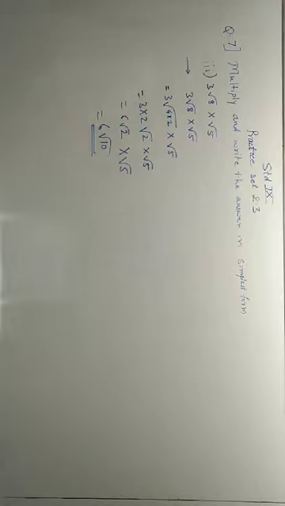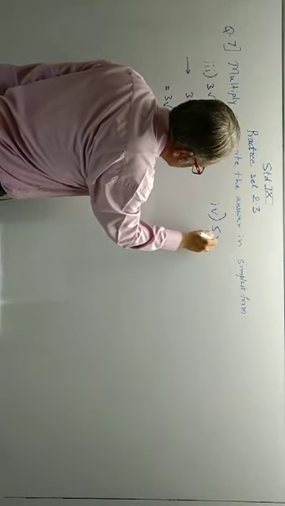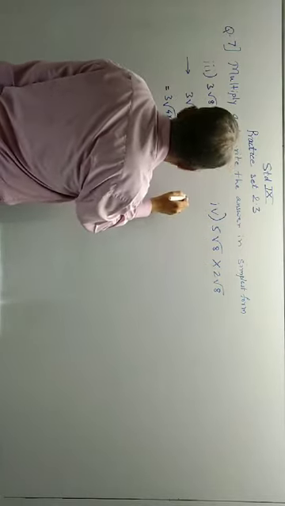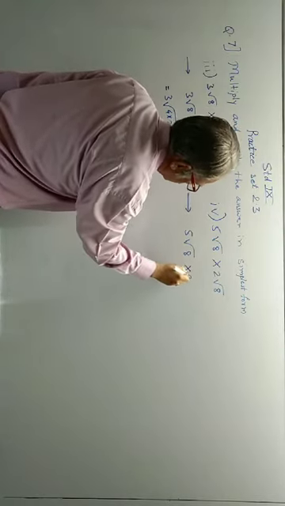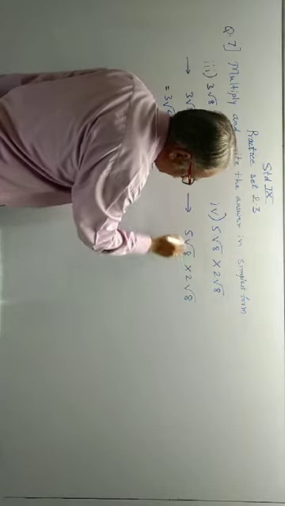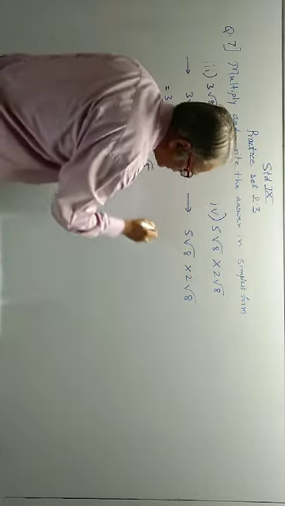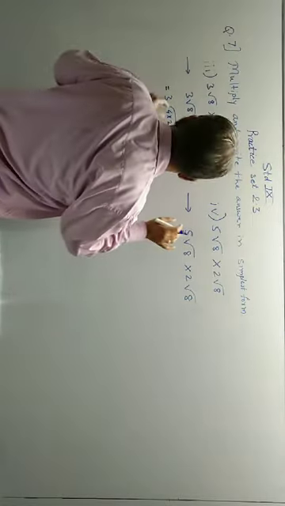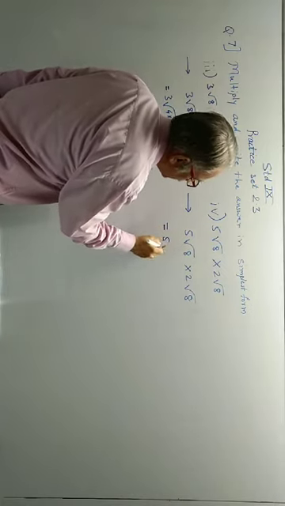Next is 5 root 8 into 2 root 8. Actually, there are two methods of solving it. It can be done directly: 5 into 2 is 10, root 8 into root 8 is 8, 10 into 8, 80 is the answer. Or if we use our method and continue, there also we get the same.